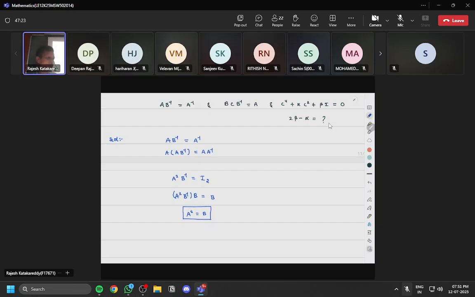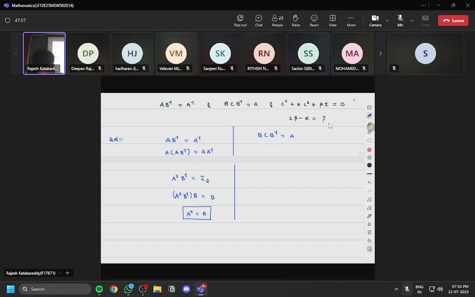A square is equal to B, I have. Clear? Understood? Right? Next, how can we use the second one? Let us think quickly. B C B inverse is equal to matrix A. Let me write that one. I need A square equal to B.